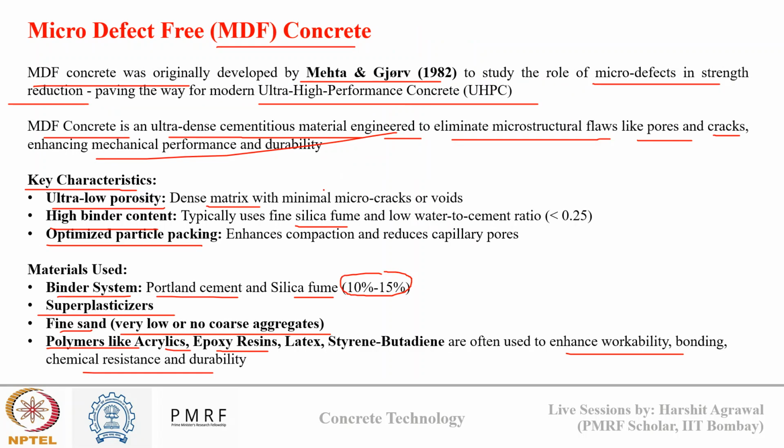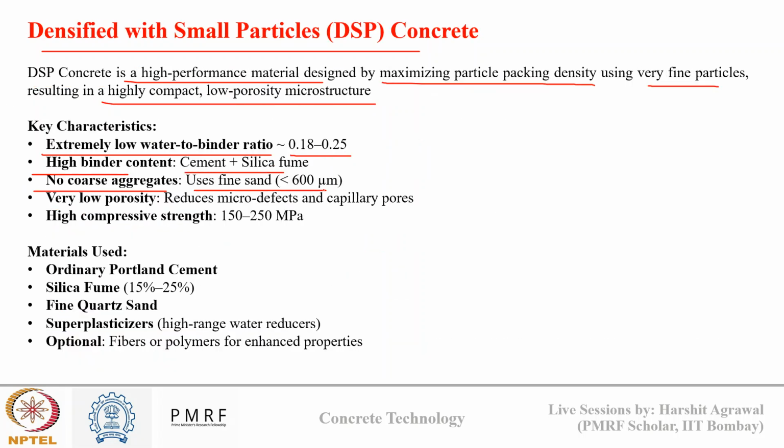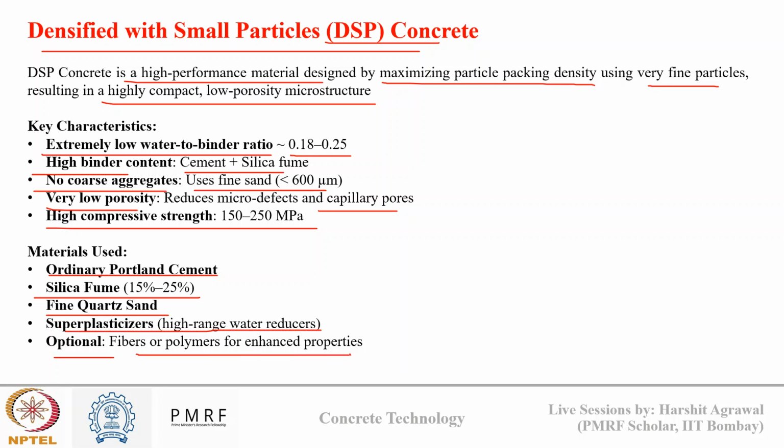In MDF concrete we are using sand. Here we are using an even finer version of sand, less than 600 micron. It has very low porosity, which reduces the defects and the capillary pores, and the strength that we get from a DSP concrete is usually in the range of 150 to 250 MPa. Now to manufacture such concrete we need to use OPC, silica fume, fine quartz, superplasticizers, and sometimes we use fibers and polymers also to enhance the properties.